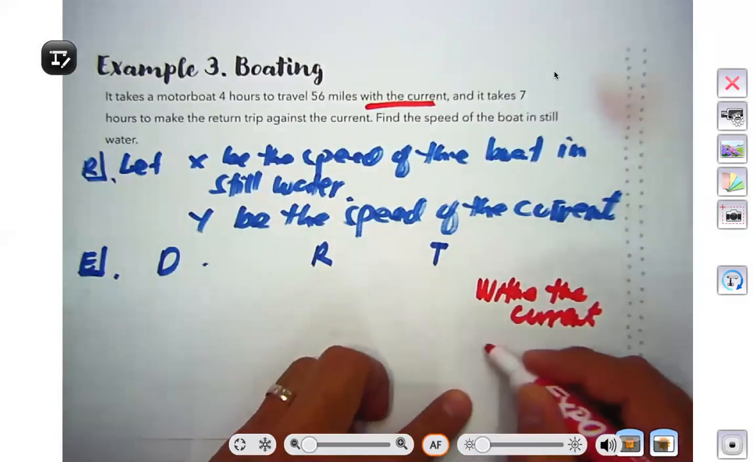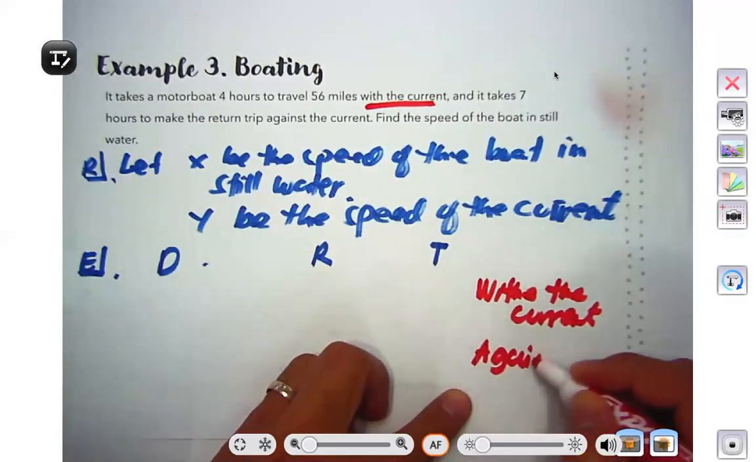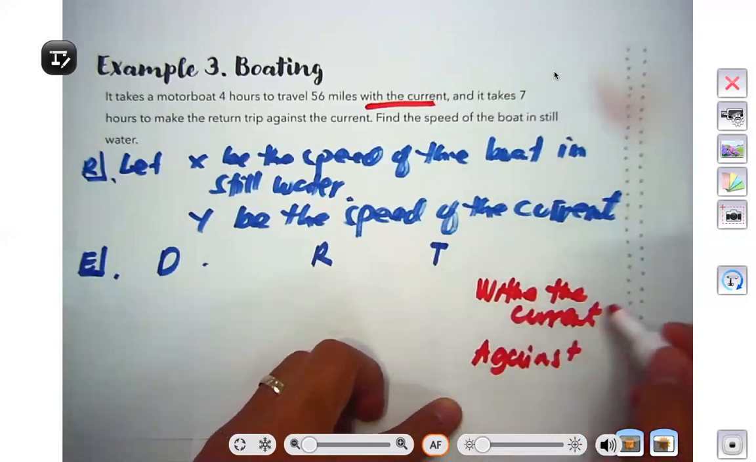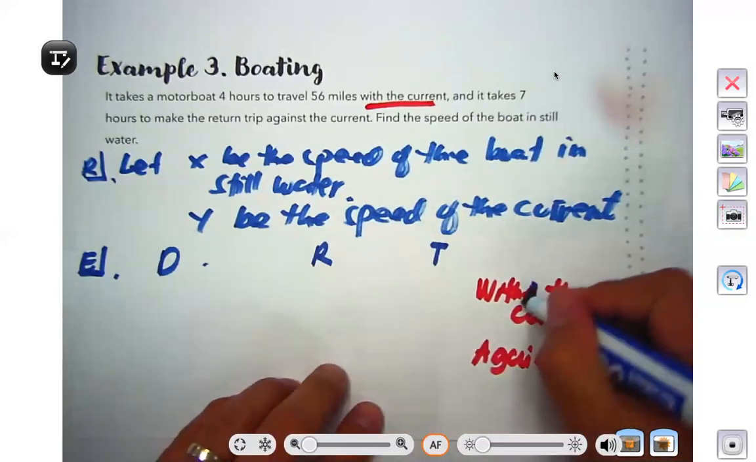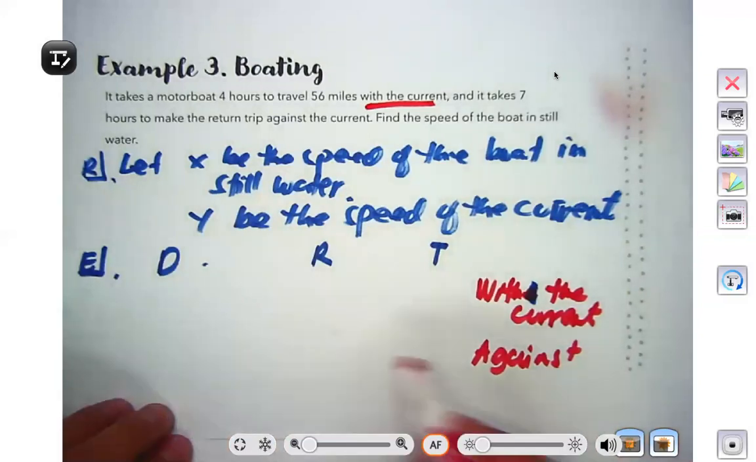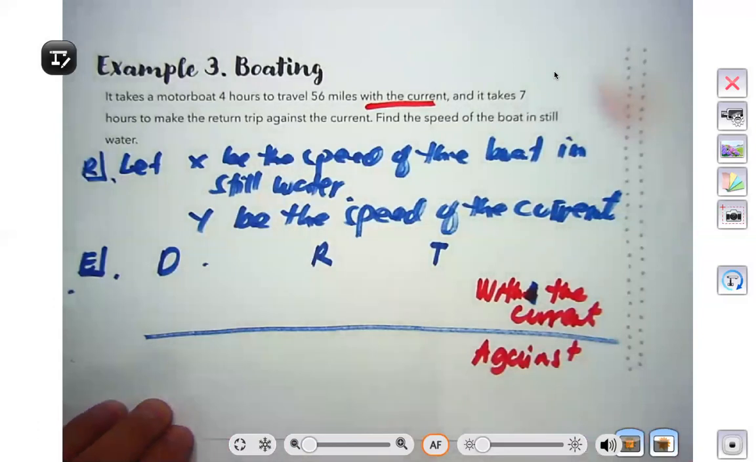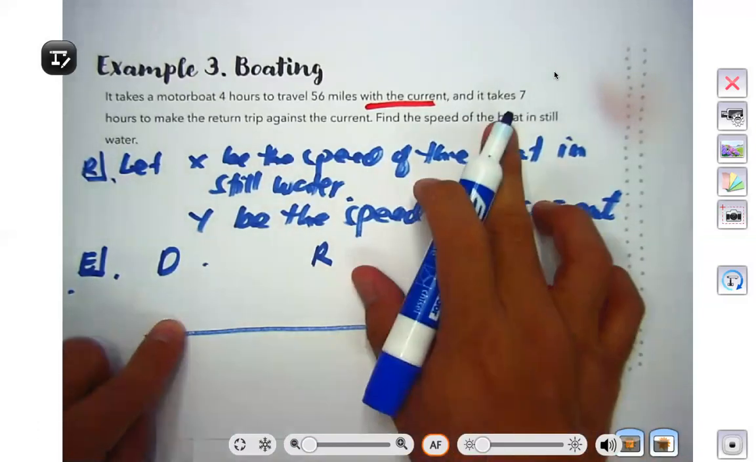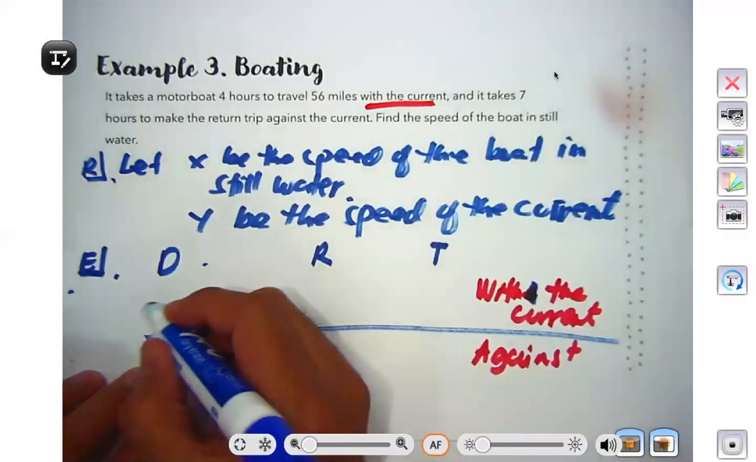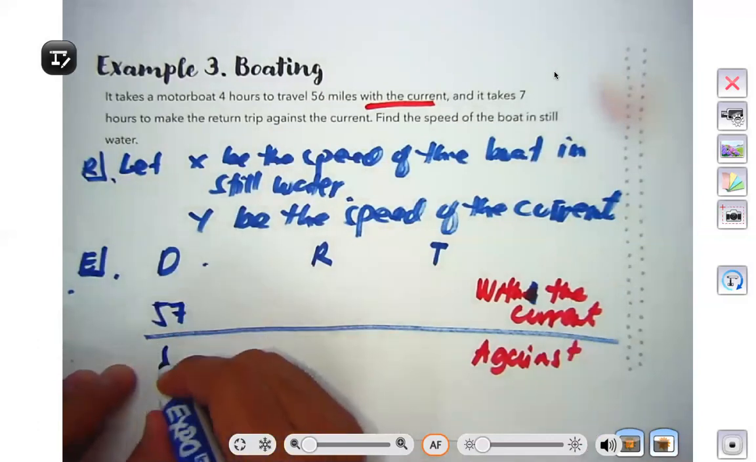How about the second one? It's going to be against the current. All right, so with the current, and then against the current. So here's our table now. What's the distance with the current? It's the same, 57 miles. So both of these are 57.